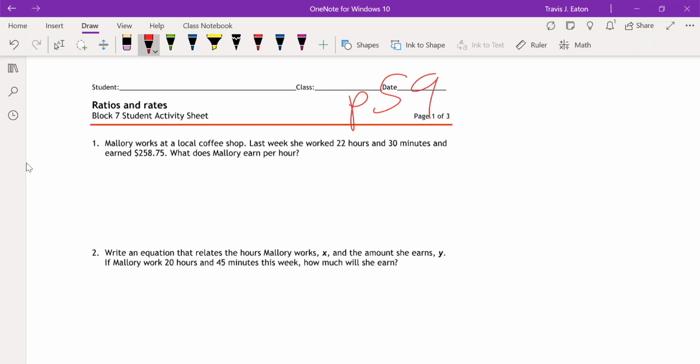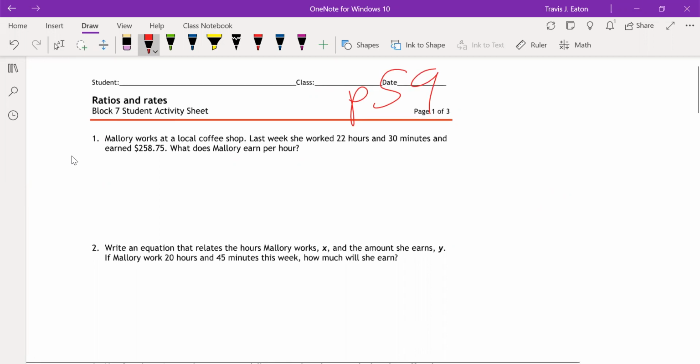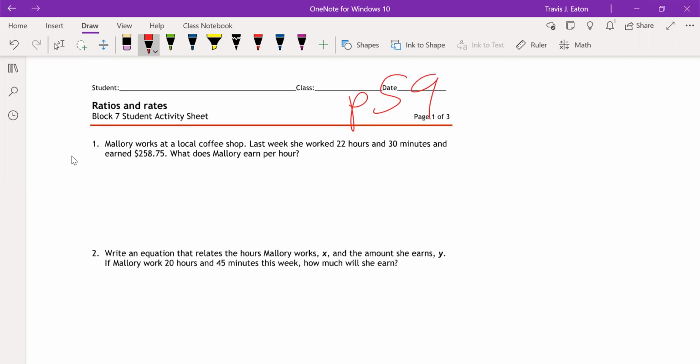All right, question number 1 says that Mallory works at a local coffee shop, and last week she worked 22 hours and 30 minutes and earned $258.75. So what does Mallory earn per hour? So that's what we're looking for. We're looking for her hourly rate. So we're looking for a unit rate. So let's see if we can figure that out.